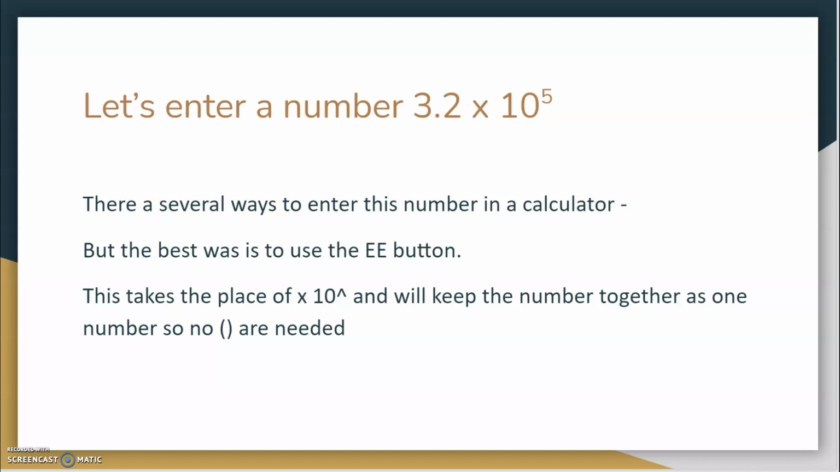Welcome back. So now we're going to learn first how to put a scientific notation number into your calculator. A scientific notation number looks like this, where there's a decimal, and before the decimal there's a number between 1 and 9, and then there's also a times 10 to some power. Now there's several ways you can enter this into your calculator, but the best way to avoid mistakes is to use the EE button. That button helps to keep the number together, as opposed to splitting it up and having the 3.2 separate from the 10 to the 5th power. So it will keep it as one number. And we'll see later on why that's important.